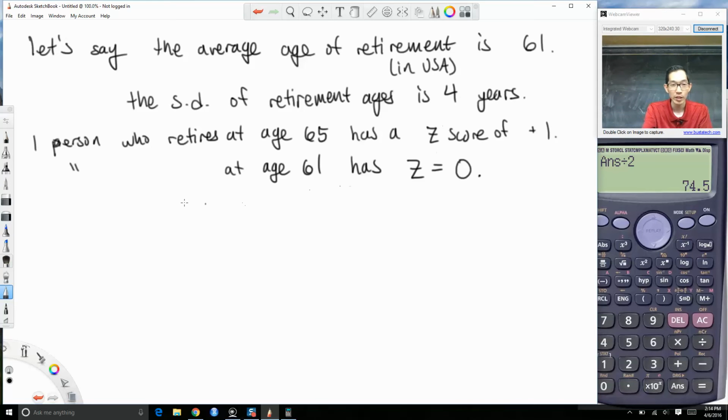Okay, and a person who retires at age 57 has z equal to what? -1. Because this person retired 4 years lower than the mean age, but every standard deviation is 4 years, and so this person is 1 standard deviation below the mean. Just want to make sure this is okay. We can all add and subtract 4, see where we're getting 65 and 57.